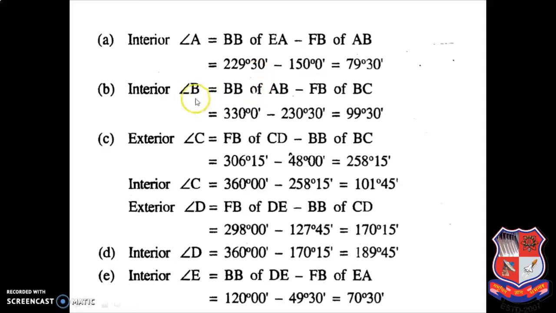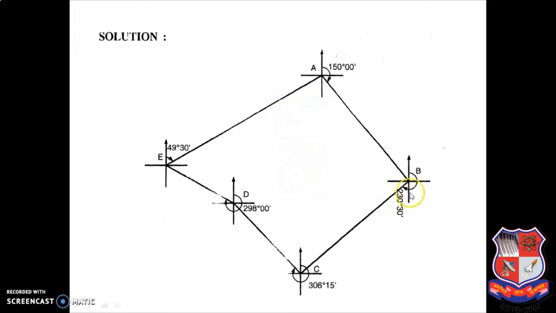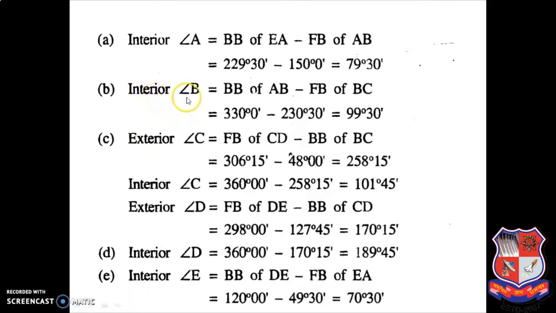Then you have to calculate angle B, back bearing of AB minus forebearing of BC. Back bearing of AB is 330 degree 0 minute minus 230 degree 30 minute. Answer is 99 degree 30 minute. You can check this again: the 330 degree from here to here and 230 degree from here to here. So again, you can see it is inside the traverse, so angle B is interior angle.